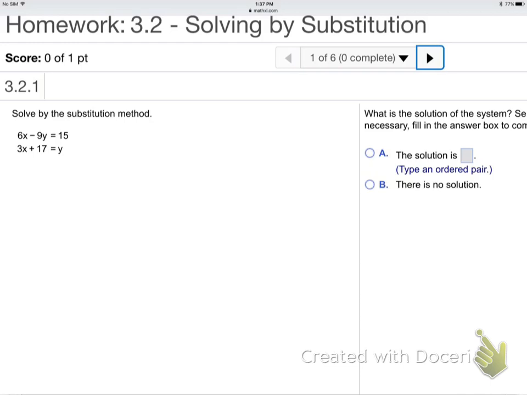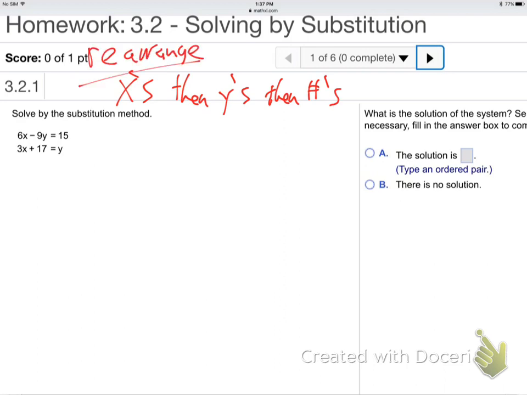Get things organized, right? Got to be x's first, then y's, then numbers. So x's, then y's, then numbers. So you got to rearrange. So first, rearrange. So that means this one's good. X, Y, number. The first equation's totally good, huh? Second equation, not so much.